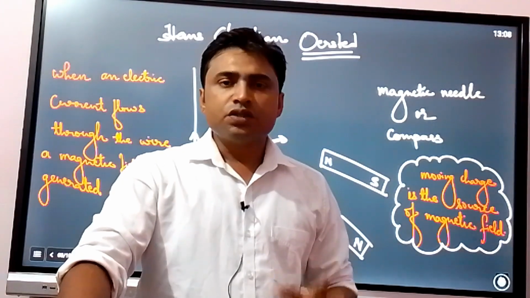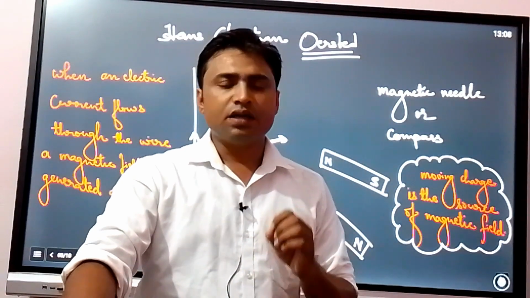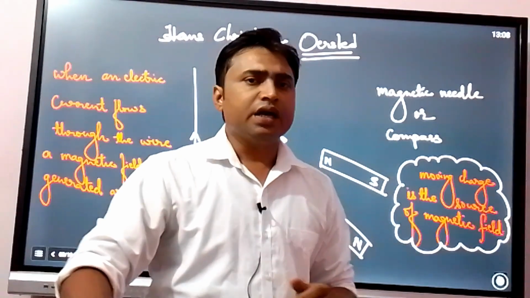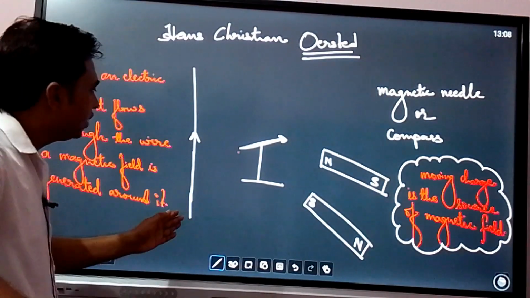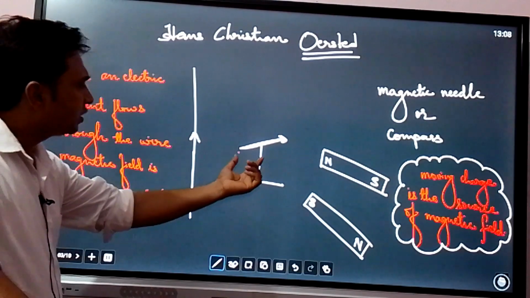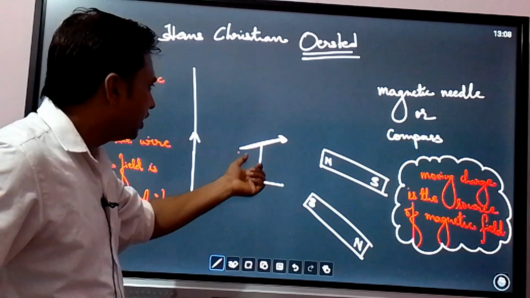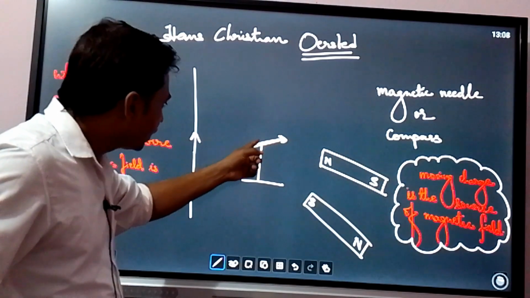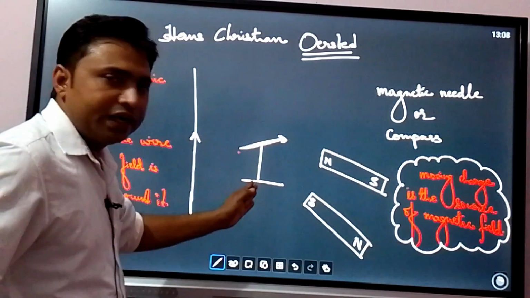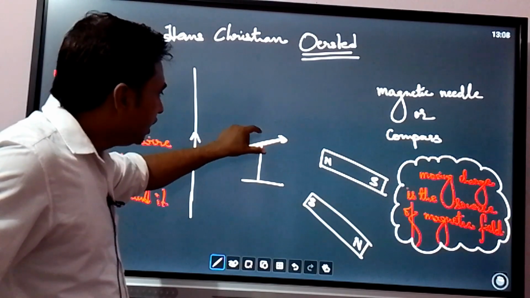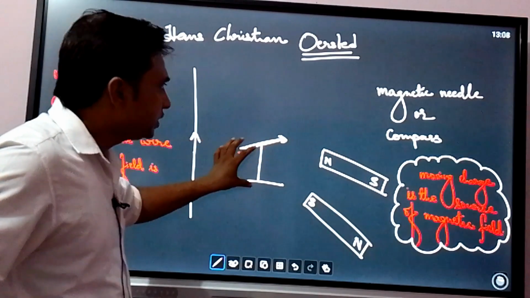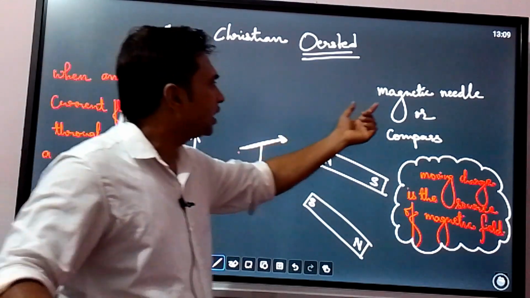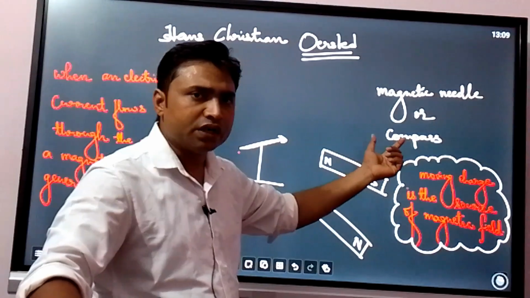fields. So what happened in Oersted's lab was that he was doing some different experiment, and there was a wire, and beside the wire a compass was placed. Compass means a magnetic needle. A magnetic needle is pivoted on a stand, and it is free to rotate. This setup is known as the compass. So we may use the word magnetic needle or compass.